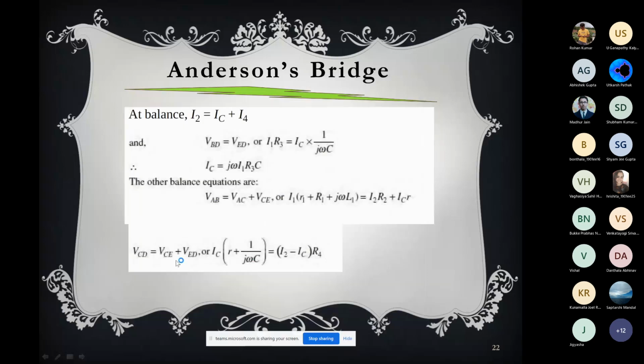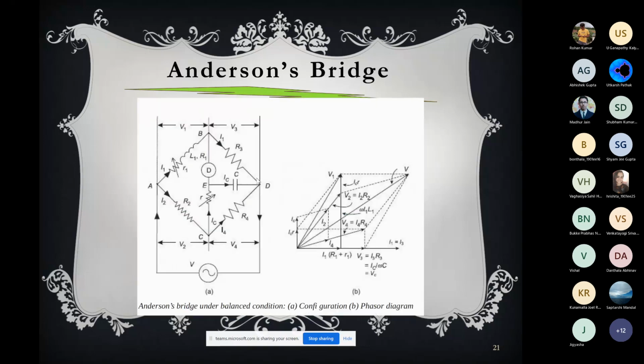That's what is written, and I1 R3 equals this, as given. You know that IC is the current passing through the capacitor, and that is j omega I1 R3 C, because VBD equals VAD. Now another balance condition can be achieved. At balance condition, VAB will be equal to VAC plus VCE.